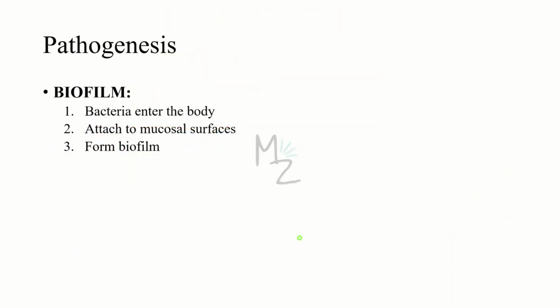Let's talk about the biofilm. When bacteria enter the body, it attaches to mucosal surfaces, like it lives in the nasopharynx, and in our nose there are mucosal surfaces. So what will it do? It will form biofilms there. And these biofilms will cause infection, and they can spread to different parts of the body. If you want to know more about biofilm, I do have a detailed video on that. Find its link in the description.